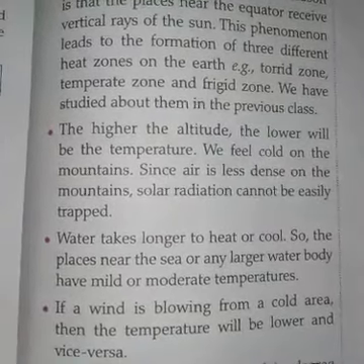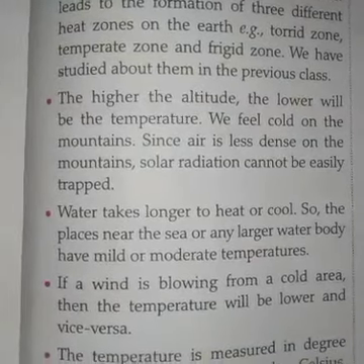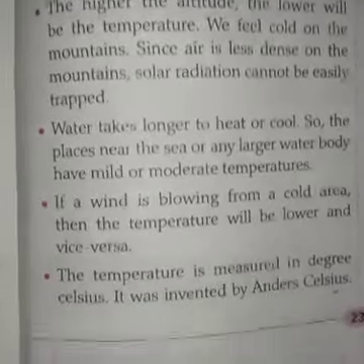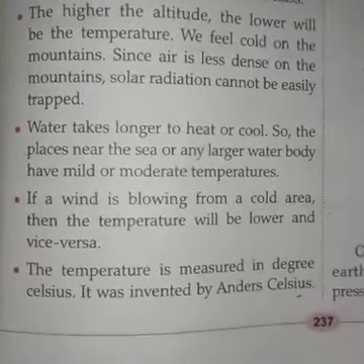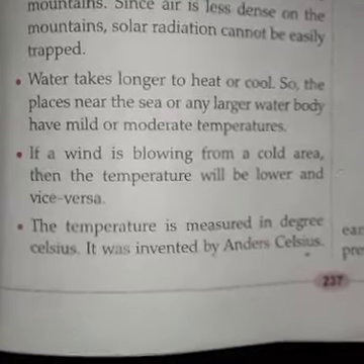That is why you have studied the different zones in your previous class: the torrid zone, temperate zone and frigid zone. The whole earth is divided into these three zones according to the solar radiation received by the earth. The higher the altitude, the lower the temperature.